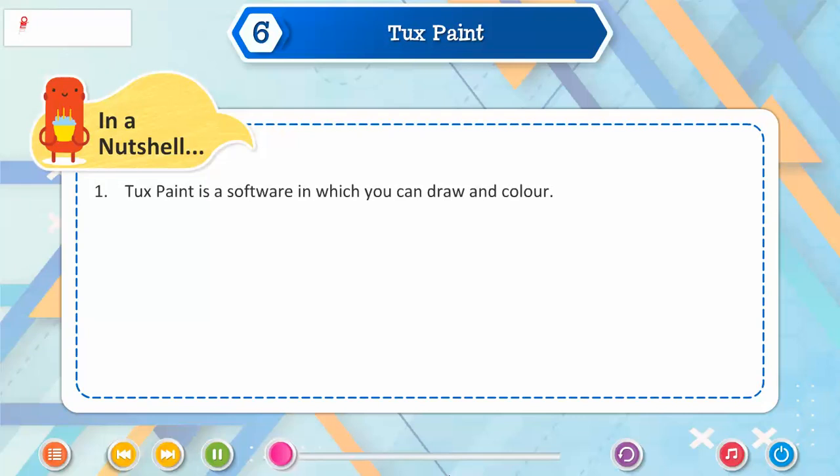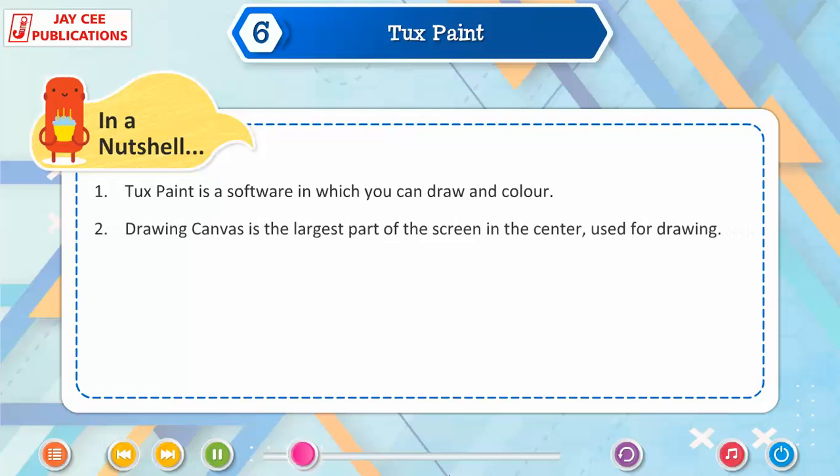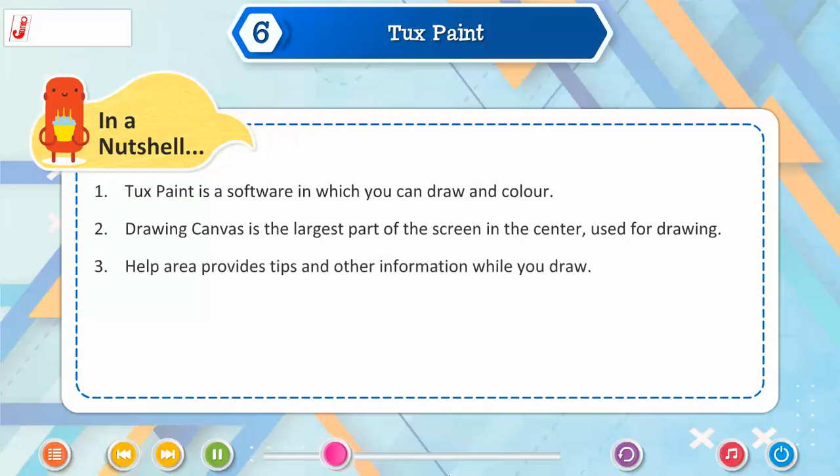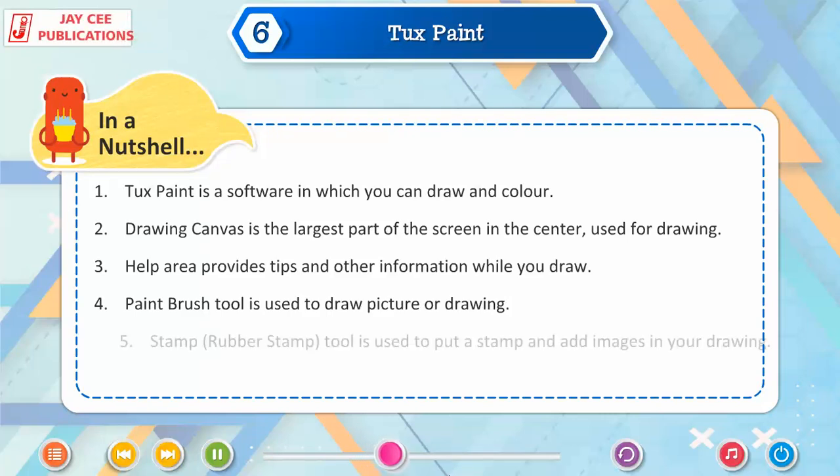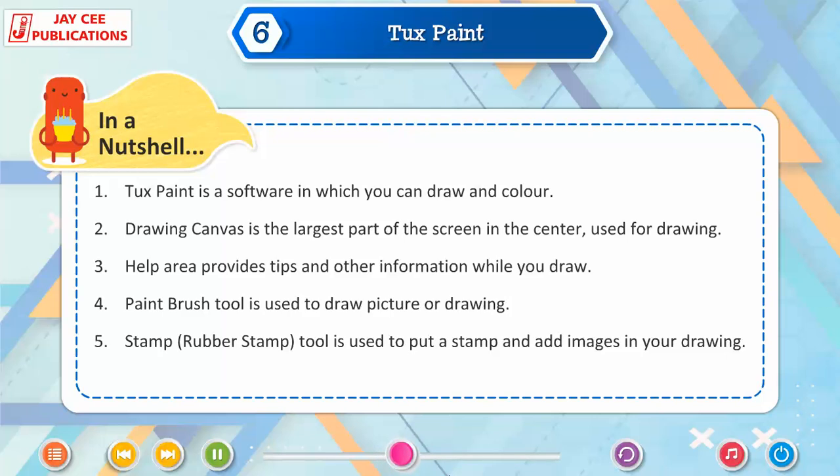In a nutshell. 1. TuxPaint is a software in which you can draw and color. 2. Drawing canvas is the largest part of the screen in the center, used for drawing. 3. Help area provides tips and other information while you draw. 4. Paint brush tool is used to draw picture or drawing. 5. Stamp or rubber stamp tool is used to put a stamp and add images in your drawing.